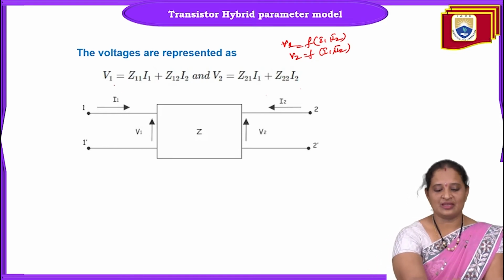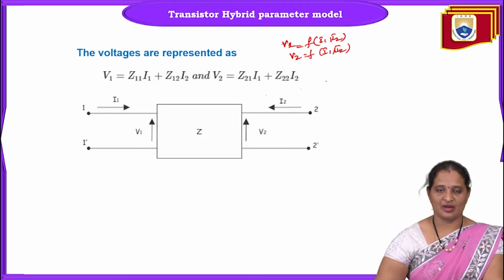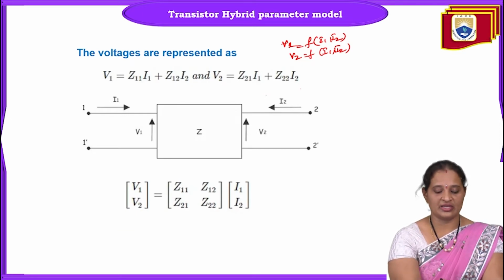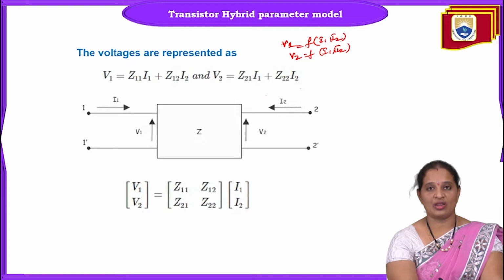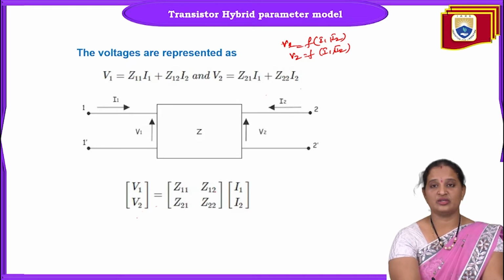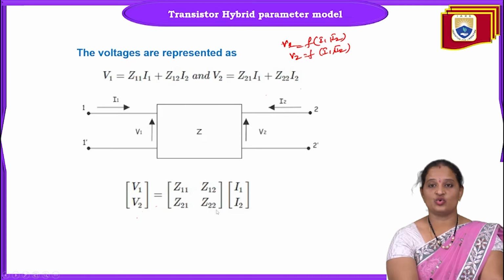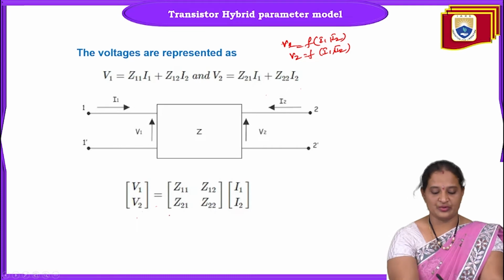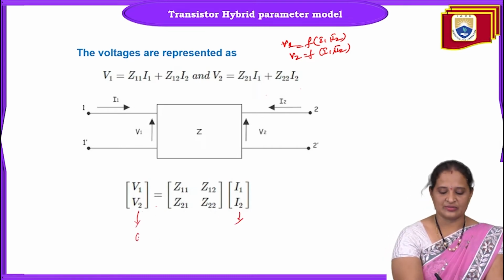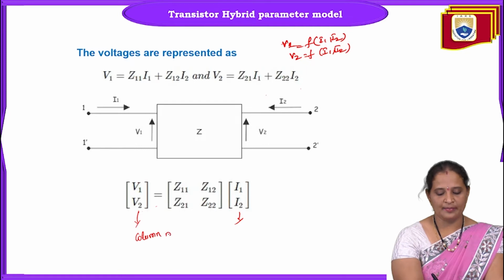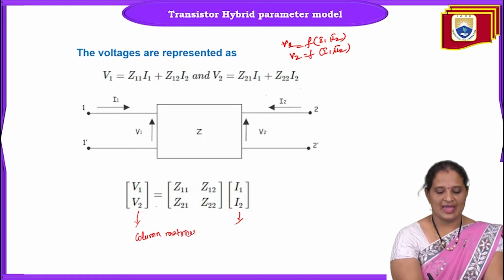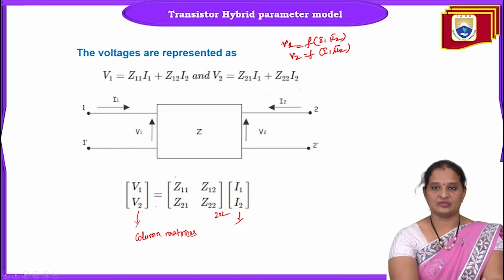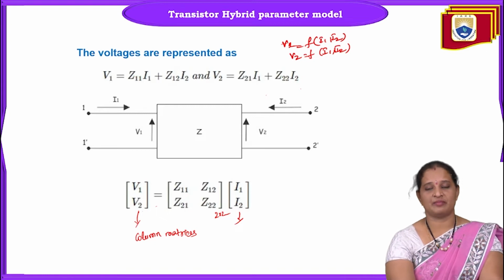We can also represent these two equations in the form of a matrix. V1 and V2 as a column matrix equals the matrix Z11, Z12, Z21, Z22 times the column matrix I1, I2. These are the column matrices, and this is a square matrix which has 2 rows and 2 columns. So, this is about the Z parameters.